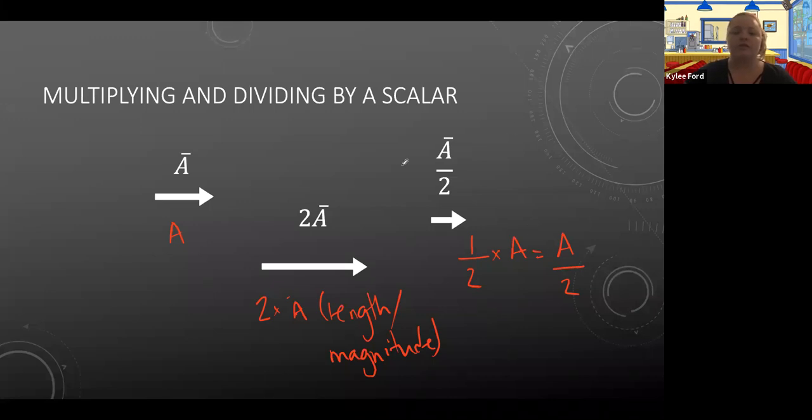Now, I did want to mention on this slide that for multiplying two vectors together, there is something that we can use to do that. It's called the dot product. But there is no such thing as dividing vectors by vectors. So I can't say A divided by A. That doesn't make any sense. So don't worry about that. Just remember multiplying and dividing by a scalar. Remember, that's just a magnitude. That's just a number.